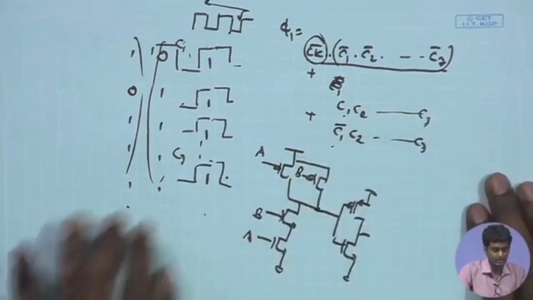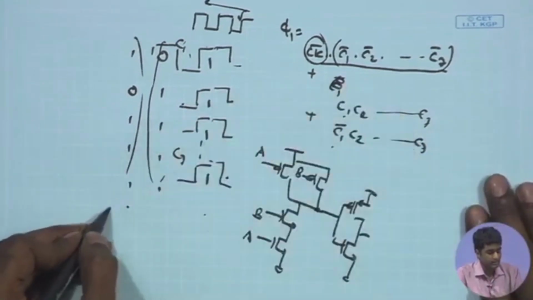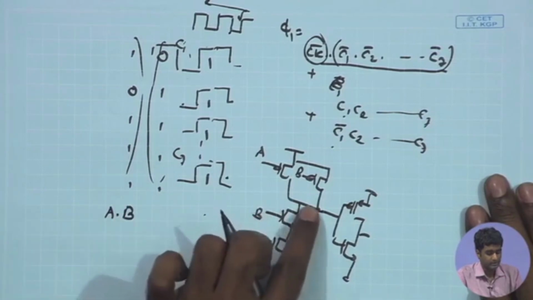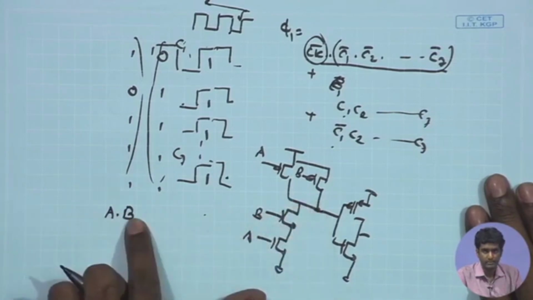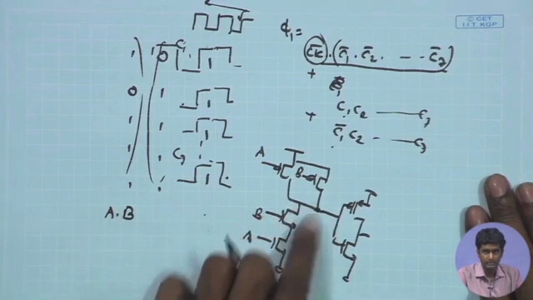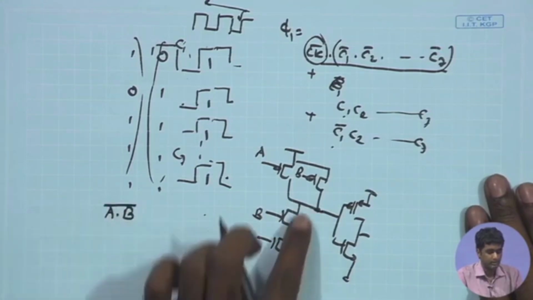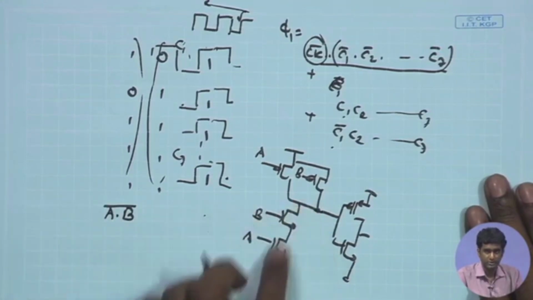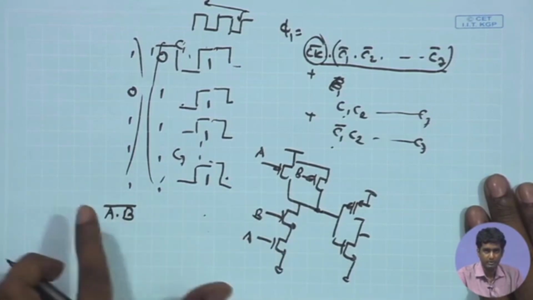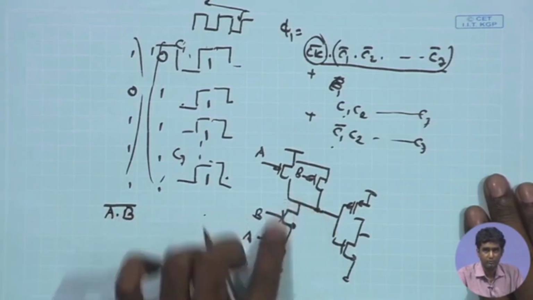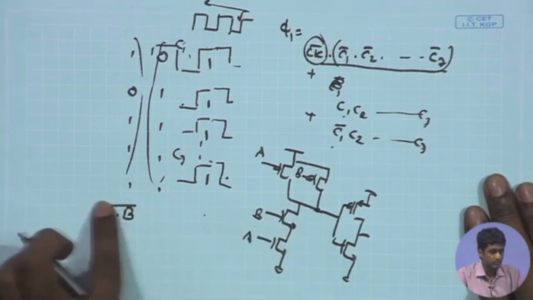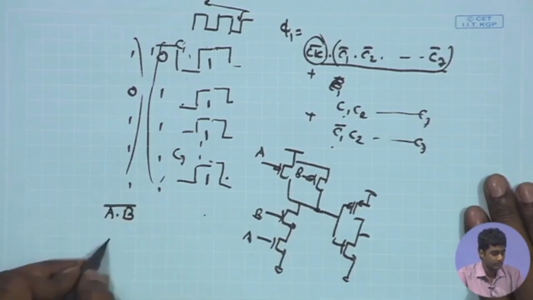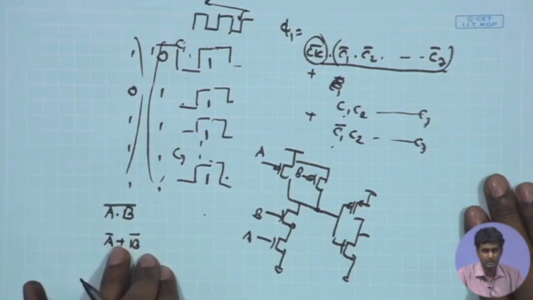How does that parallel combination come? So, basically by the De Morgan's law, if you are having the A dot B, this output is supposed to go down when A and B is high. So, this is implementing basically A dot B bar. So, this NMOS combination is implementing A dot B bar, because when A and B both are high, the output will be driven low, and we know about De Morgan's law that A dot B bar can be represented as A bar plus B bar.